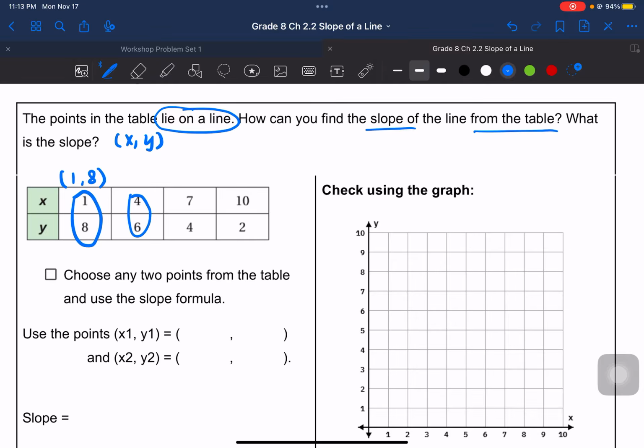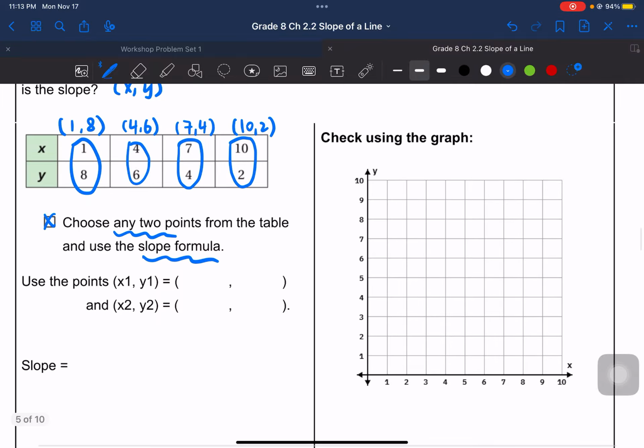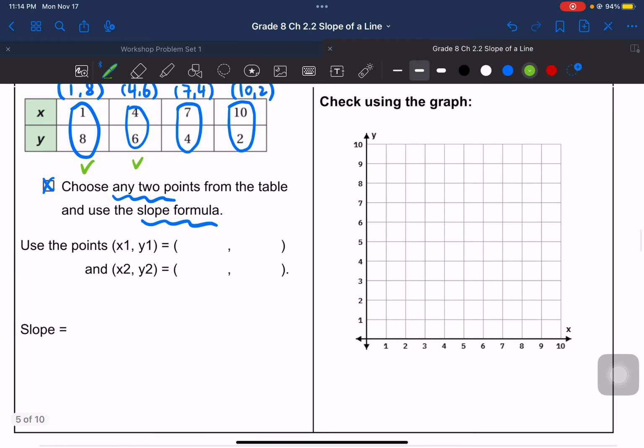Our second point, x comma y, we should have 4, 6. And our third point is 7, 4. Our fourth point is 10, 2. So now we have written out all the ordered pairs. And it says choose any 2 points from the table and use the slope formula. Okay, so let's do this. It says choose any 2 points. So what about I choose the first one and the second one? And I will choose other points to see if we can get the same slope.